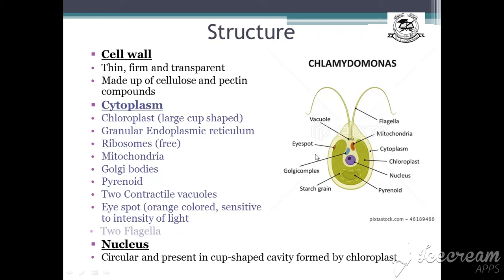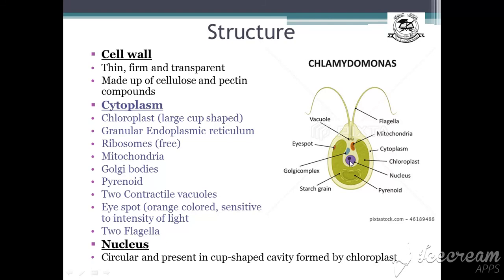And now the last one, two flagella. Flagella are the two cytoplasmic elongations arising near the contractile vacuoles. I have told you contractile vacuoles are here and these are the flagella. Alright, the last part, which is the major one, the central one, nucleus. It is circular and present in a cup-shaped cavity formed by the chloroplast. Here there is a cavity formed by the chloroplast and this one is the nucleus. So this is the structure of Chlamydomonas, which is a kind of algae and it is unicellular.